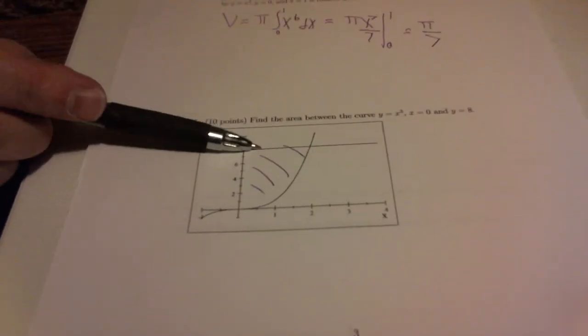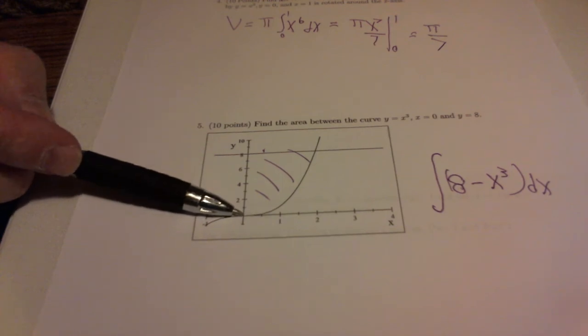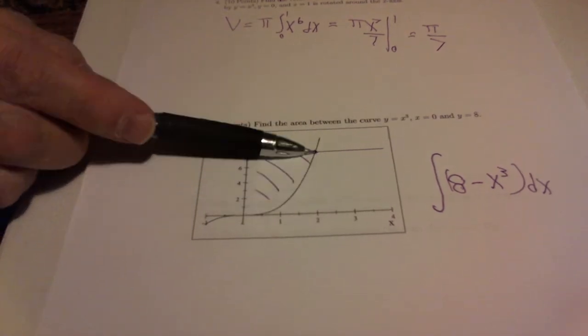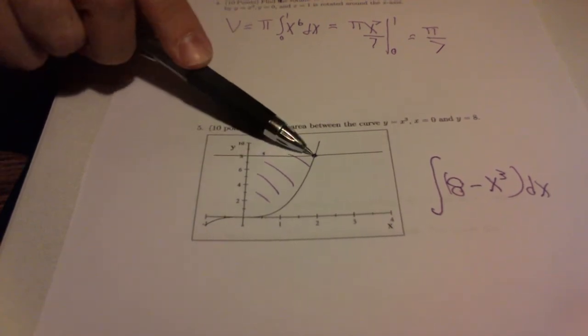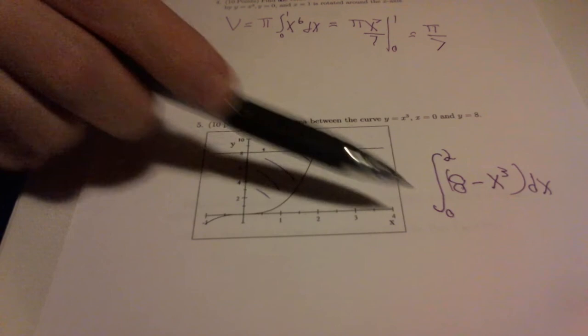It's top curve minus bottom curve. Integral. Top curve is 8. Bottom curve is x cubed. It's a dx, because I'm integrating this way. And all I have to do is go from 0 to the place where these intersect. And it looks like it's at 2. Let me just make sure. 2 cubed is 8. Yes. That spot is 2 comma 8. Perfect. I integrate from 0 to 2 because that's what x does. I don't use the 8. The 8 is a y number. I use 0 to 2.